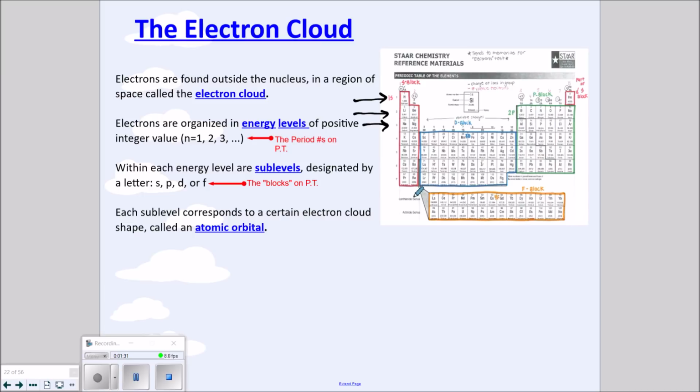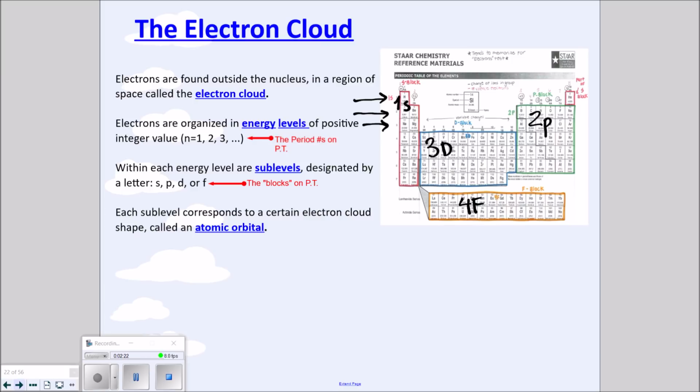Now, it is important for you to note which energy level these blocks start at. So for the S block, it starts at 1s, energy level 1. For P block, it starts at energy level 2, so we write 2p. For D block, it starts at energy level 3, so 3d. And then F block, it starts at energy level 4, so 4f. Please take a moment, pause the video, and make sure that you have labeled your periodic table according to this.